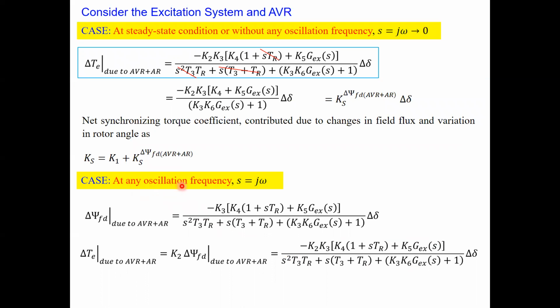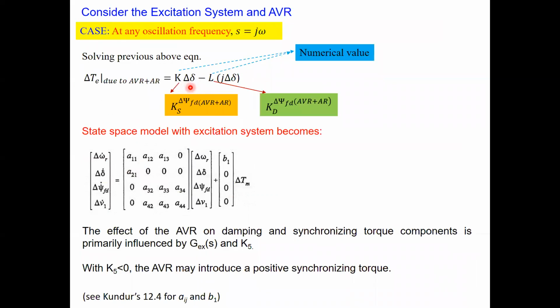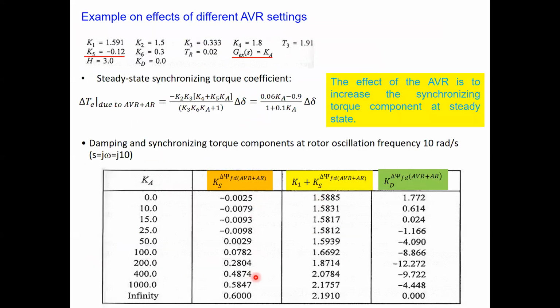As I said, for this one the oscillating frequency is substituted, j omega equal to 10 here, right? And you solve these components, you solve this part. When you solve it, substituting different values of gain, you will get something like K times delta and L times j omega delta. So it will be this part and this part, in this column and in this column. This column is basically the net synchronizing torque when we have the K1 added here, that's all.